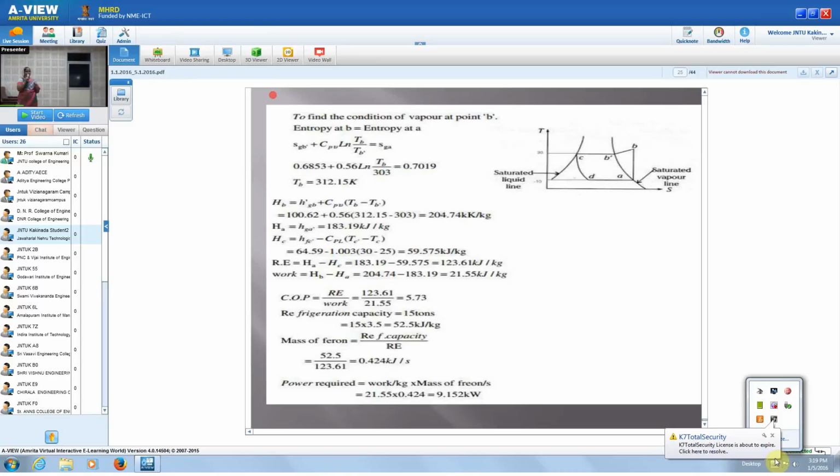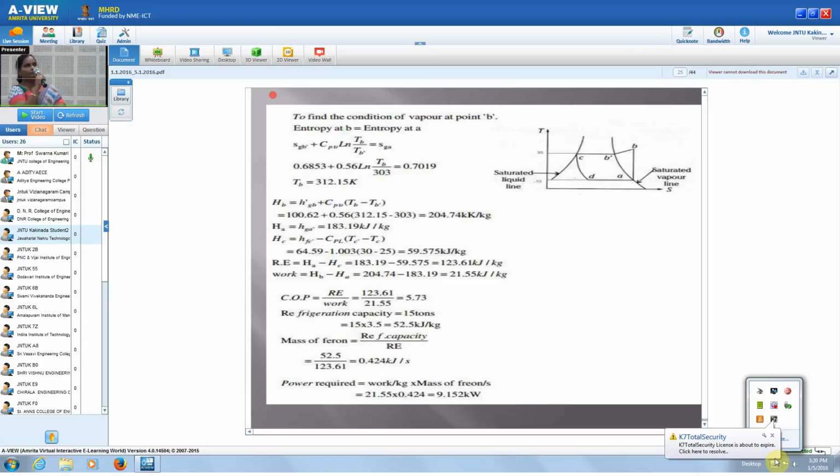And to find out the mass of the refrigerant here, first you have to find out the refrigeration capacity. So whatever RE you have found is the specific refrigeration effect required, that is per kg of the refrigerant. So to find out the mass of the refrigerant, first find out the refrigeration capacity. It is given that it is for 50 tons. So directly in kilojoules per kg, if you multiply that with 3.552, you can directly get the refrigeration capacity, 52.5 kilojoules per kg.